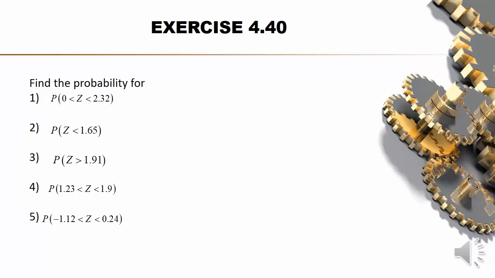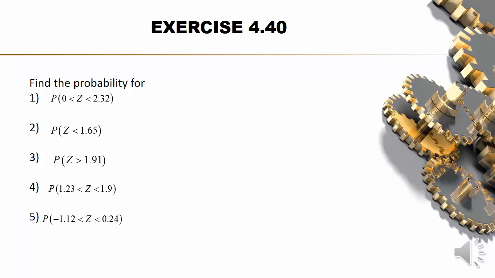Okay, now we can try how to do exercise 4.4. There are 1, 2, 3, 4, 5 exercises. So let's look at number 1, in between. So the function that will be used is Q. Number 2, less than, the function is P. Number 3, greater than, we will use the function R. Number 4, in between, we will use Q. And number 5, also in between, we will use Q.